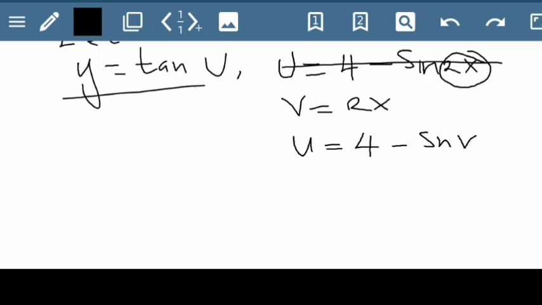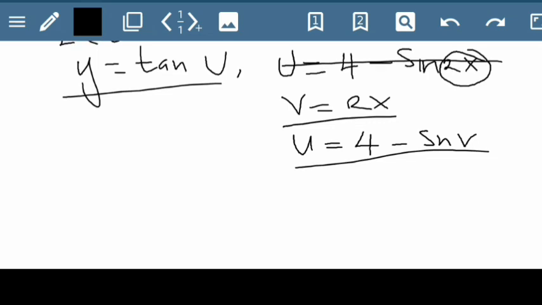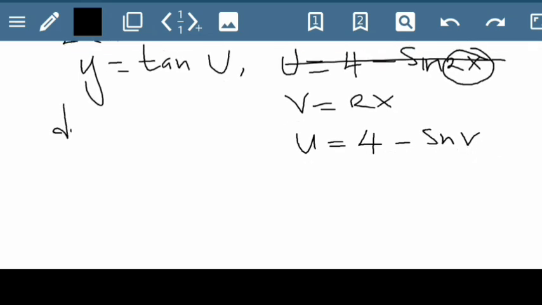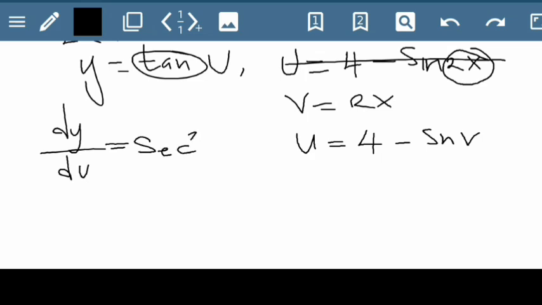Then say u is going to be equal to 4 minus sine v. So let's find the derivative of this one, the derivative of this one, and the derivative of this one. So for the first one, we are finding the derivative of y with respect to u. What is the derivative of tan? The derivative of tan is sec squared. Some they say secant squared. Just one and the same.